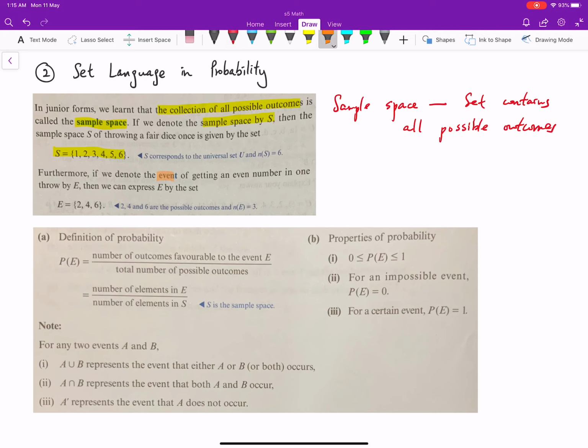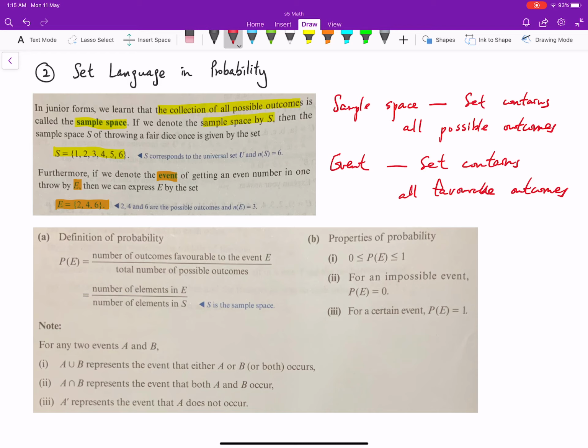And the event is a set again. It is also a set in this situation, and it contains the favorable outcomes we want to have. So we can say the event is the set containing all favorable outcomes.